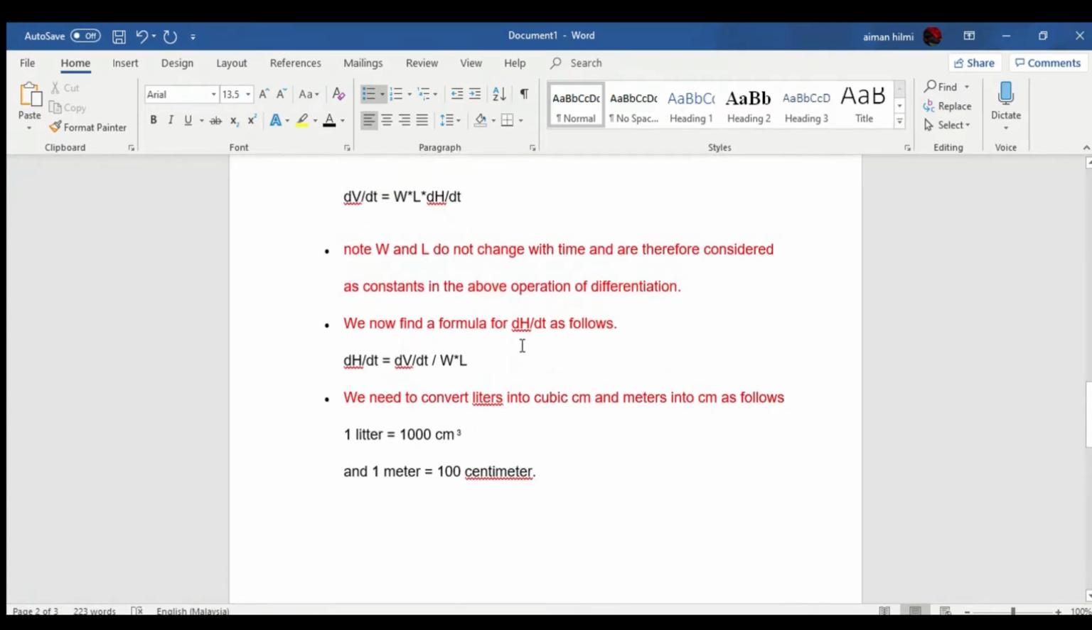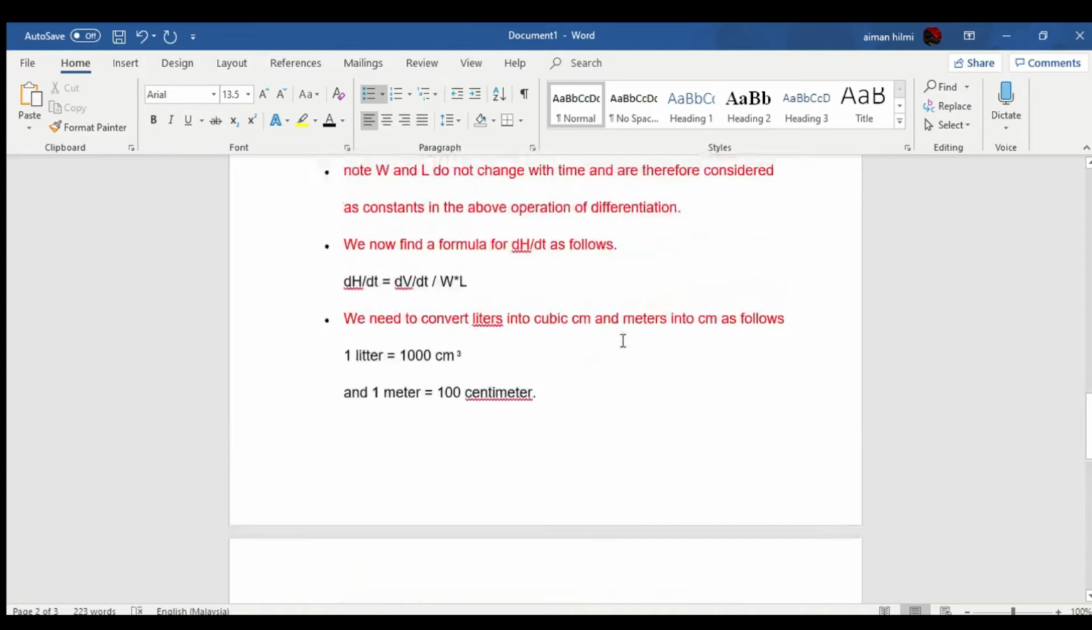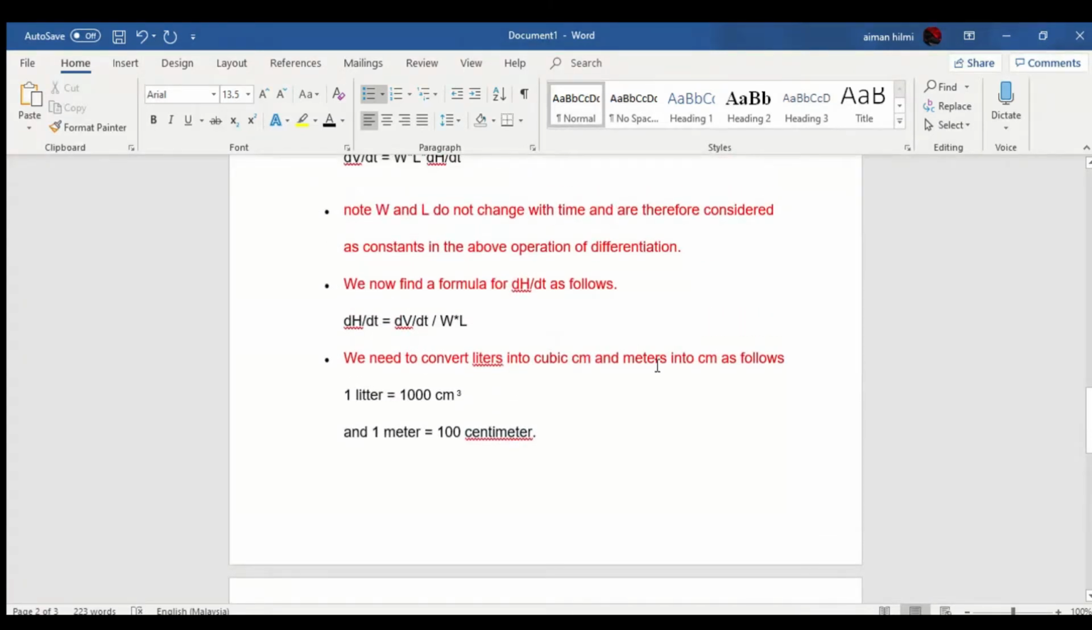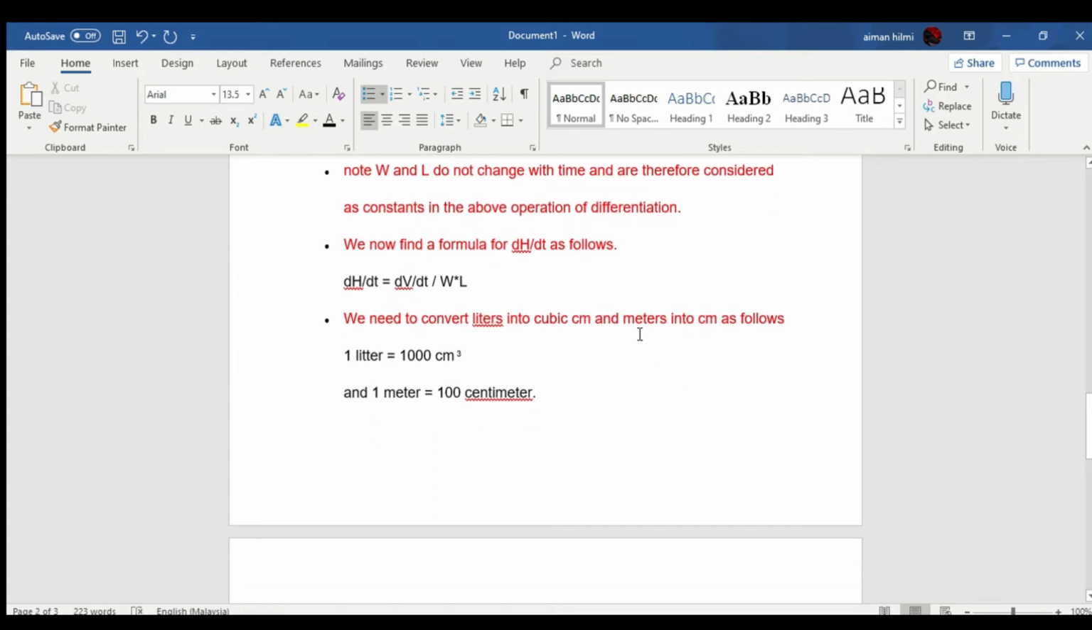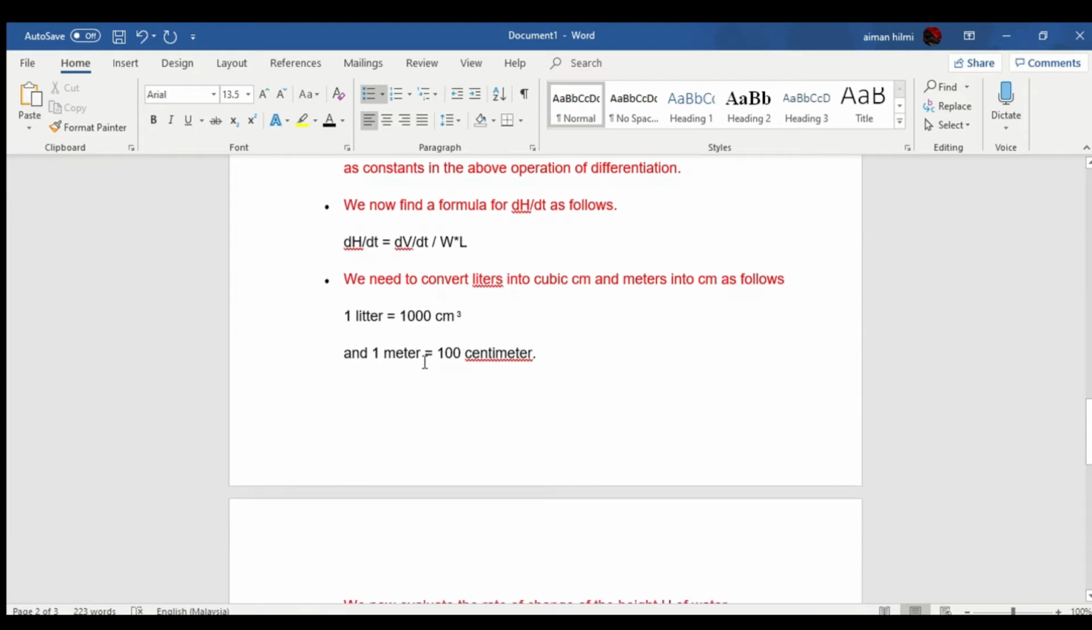Therefore, we can find the formula for dH over dt, which is dH over dt equal to dV over dt divided by width times length. In the question above, we need to convert the liters into cubic centimeters and meters into centimeters. In order to do that, 1 liter equals 1000 cubic centimeters and 1 meter equals 100 centimeters.